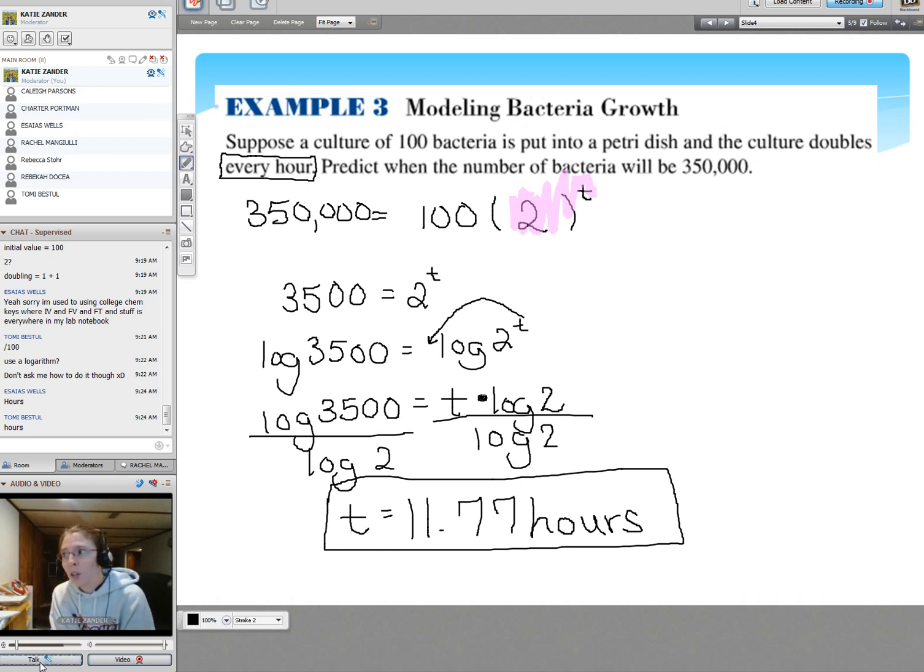All right, it doesn't take too long for that bacteria to kind of explode there, but it doesn't surprise us because that's what exponential growth is. Things get very big very quickly. Questions with that one?